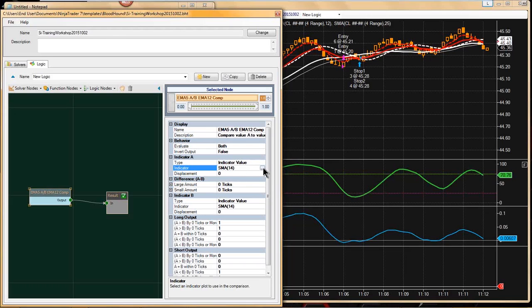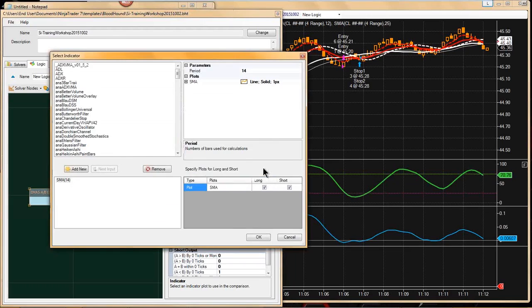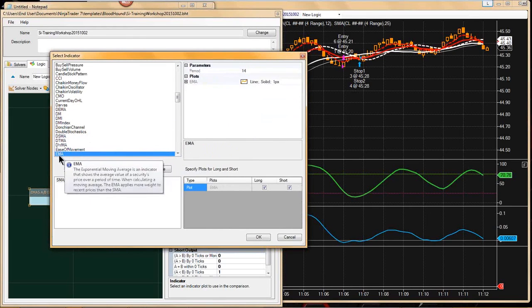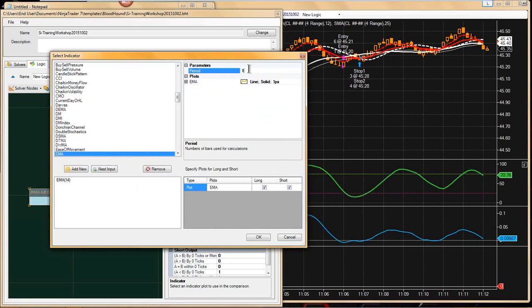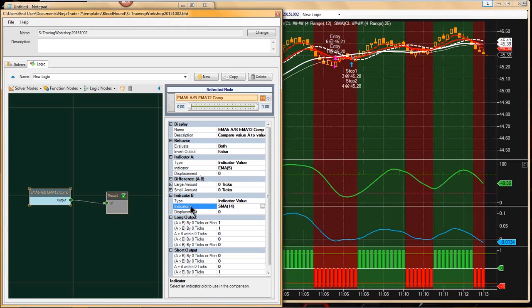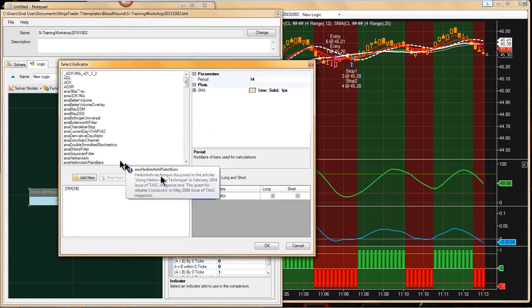All right. So let me change my indicators over to the EMA. We're going to put the faster moving average up here in A. So in section A, in indicator A, we're going to put the EMA 5, and then we're going to put the slower moving average in indicator B. So let's switch that to the EMA.